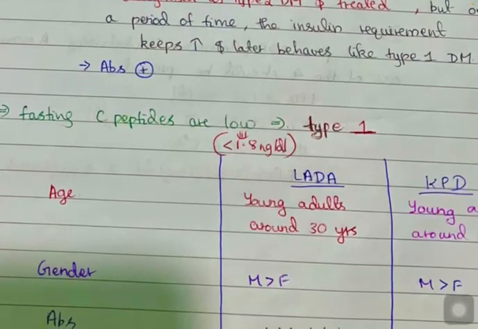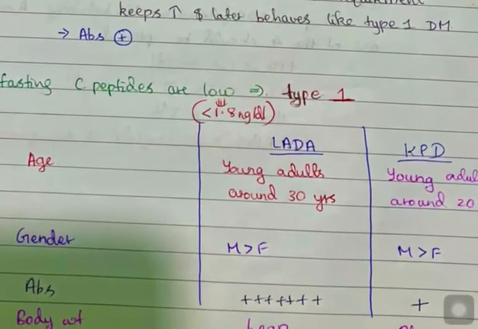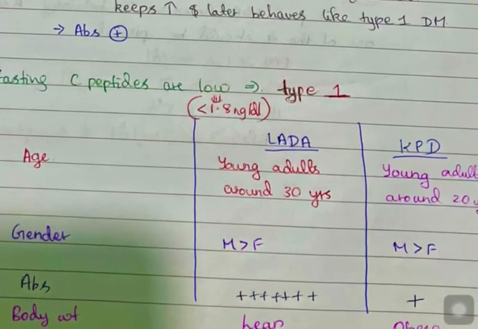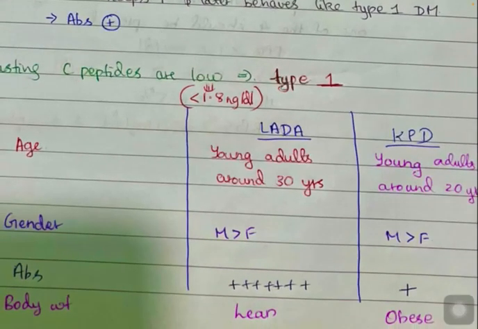And moving on to some of the differences. LADA will commonly present around 30 years of age, whereas KPD will present in young adults around 20 years. Gender preponderance is mostly males in both, and antibodies are very highly positive in LADA, and will be minutely high in KPD. And the body weight: the person will be lean in LADA, and in KPD, the person will be obese.